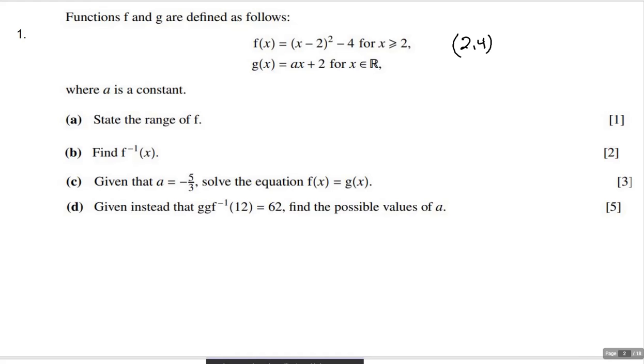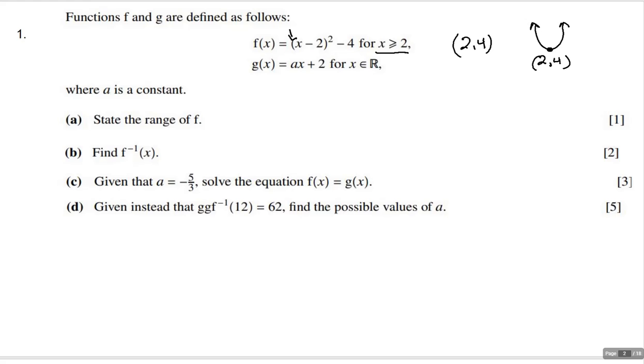So if I were to give you a quick sketch, it opens up. How do I know it opens up? Because there's no negative sign in front of that A term, in front of this guy, right? So it opens up, and this is the lowest possible point. Agreed? All right. Now, I want to make sure we're clear about this.